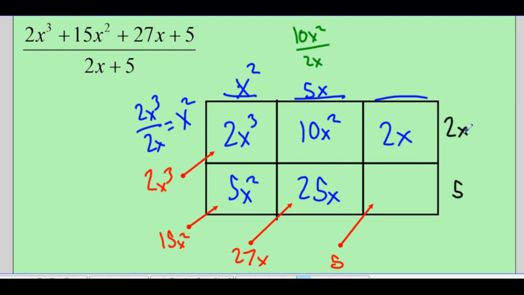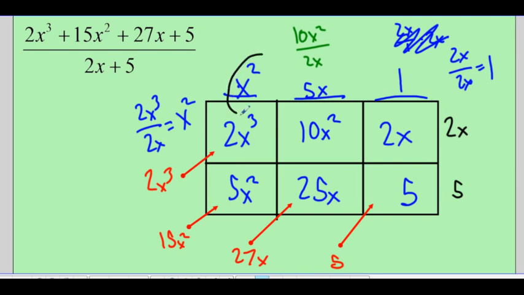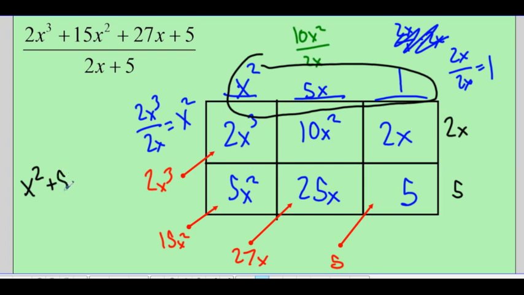And since this is 2x, 2x divided by something is 2x, and that's got to be 1, because 2x divided by 1 equals 2x. Or another way to write that, to be consistent, 2x divided by 2x equals 1. And then if that's 1 right there, this has to be 5. So now my answer, dividing that polynomial by 2x plus 5, is just the top up there. x squared plus 5x plus 1. And I'll write that over here on the side. x squared plus 5x plus 1.